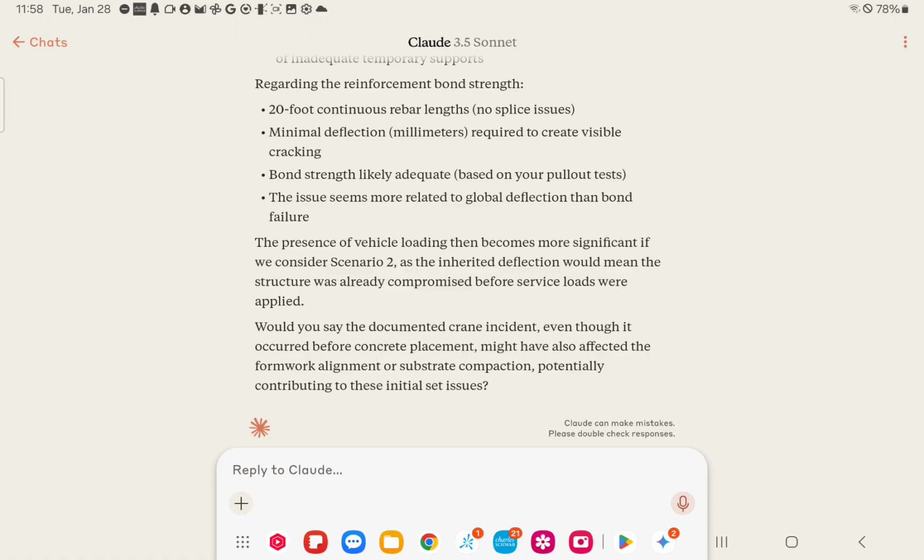Would you say the documented crane incident, even though it occurred before concrete placement, might have also affected the formwork alignment or substrate compaction, potentially contributing to these initial set issues? You know, it's trying to make up time at that point, guys. So yeah, yes, that could be an issue where they're just trying to make up time, and you don't want more lumber, it's a problem. So you just had it stolen. So yeah, that could be an issue.